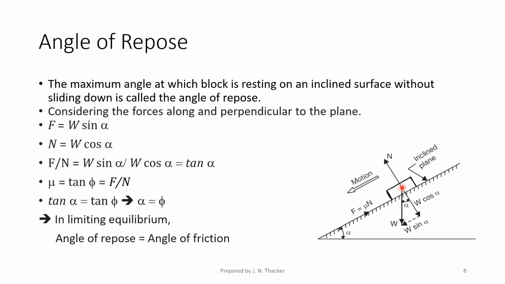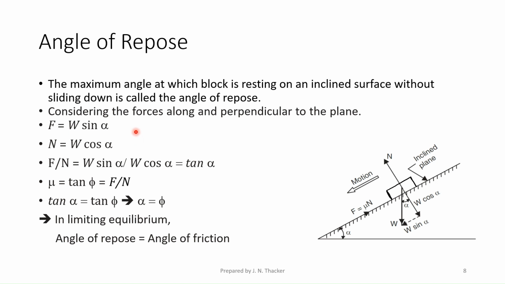Then let's see perpendicular to the surface. Now perpendicular to the surface, again forces are acting. First is this normal reaction N, the other one is W cos alpha. So we can say that N is equal to W cos alpha. This is the equilibrium condition in the normal direction. So N is W cos alpha. So we get these two equations. First is F is equal to W sin alpha and N is equal to W cos alpha.